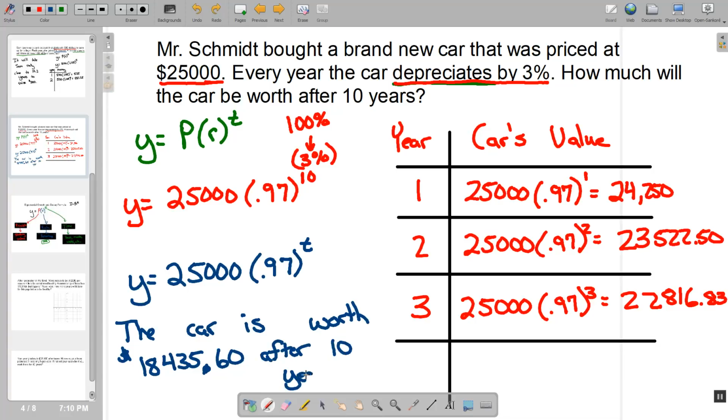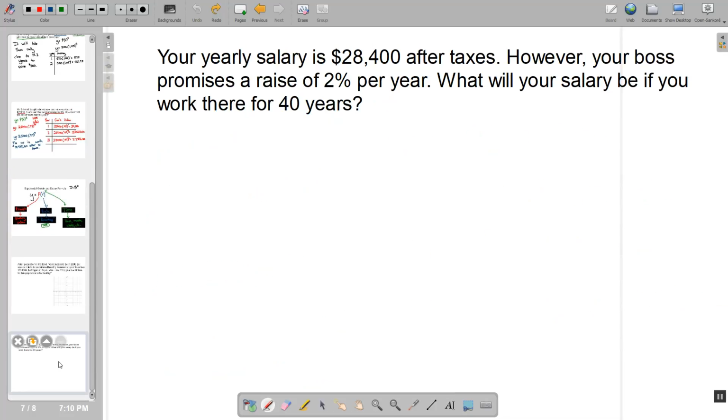And that would be everything we need to do for this problem. Maybe we have to sketch a graph, but if we need an exact graph, we would use Desmos to help us out with that. Let's do one final problem. Your yearly salary is $28,400 after taxes. However, your boss promises you a raise of 2% every year. What would your salary be if you worked at this company for 40 years?